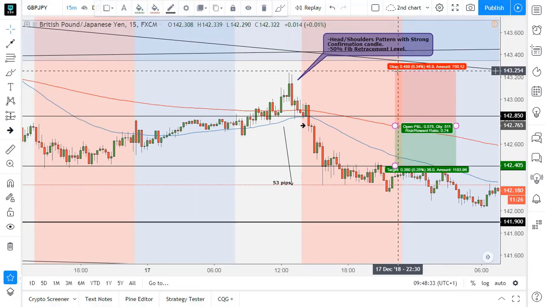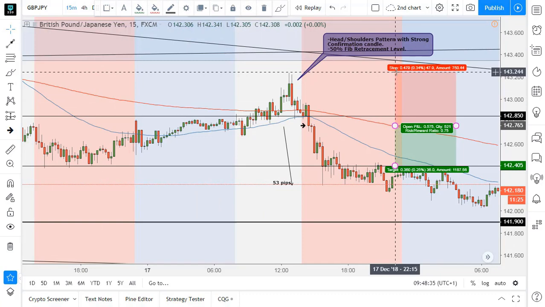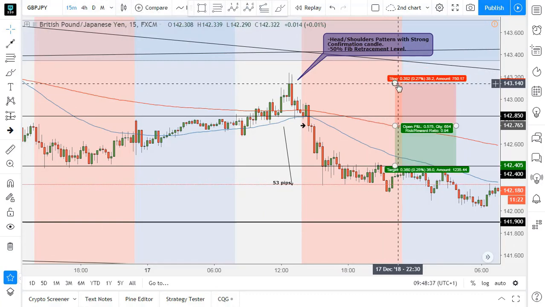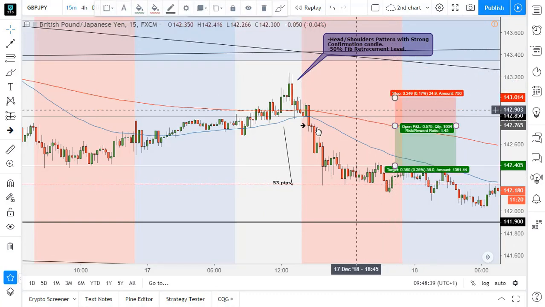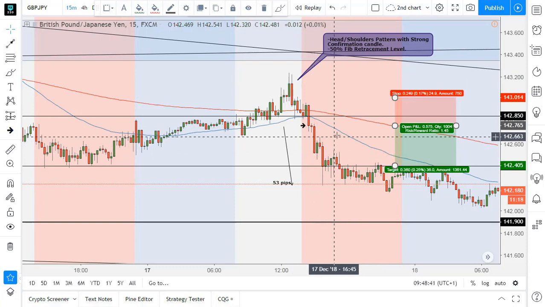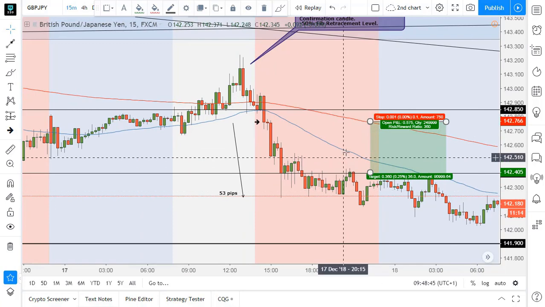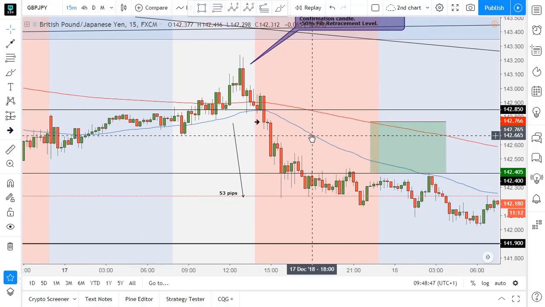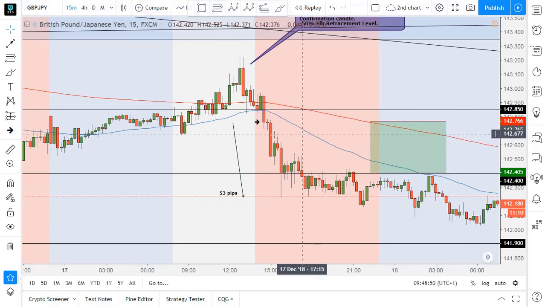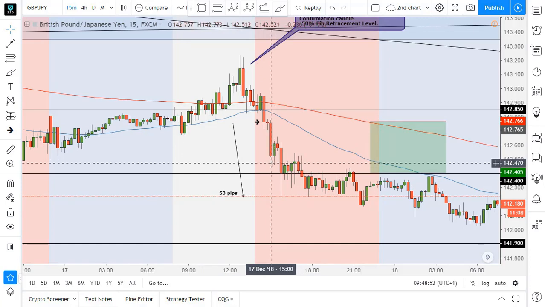My stop first was around here, the setup's high, then I kept lowering it until price was around here, which was like 30 pips in the money. So boom, I trailed the stop loss and locked in some profits. And this is exactly what you want to do. You don't want to turn a winner into a loser. I mean, I was 30 pips in profit.